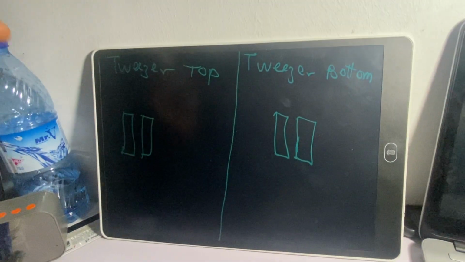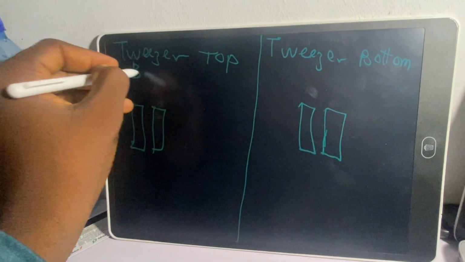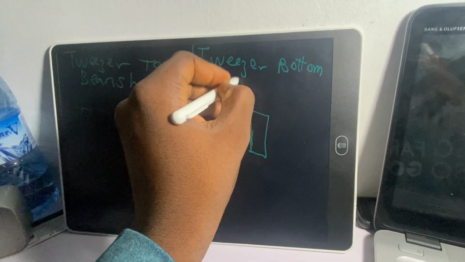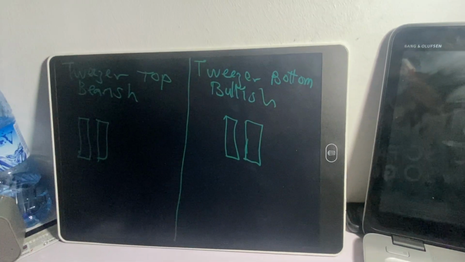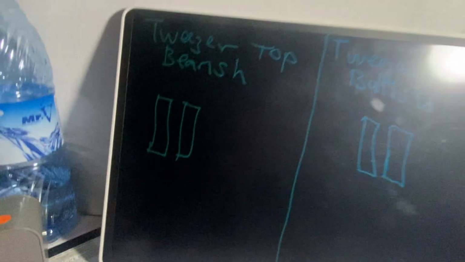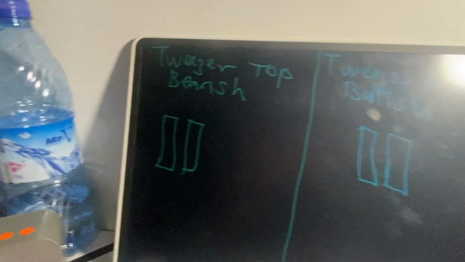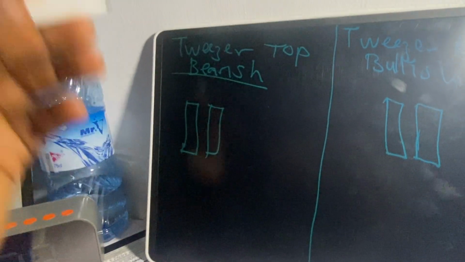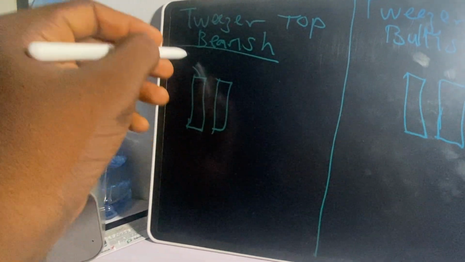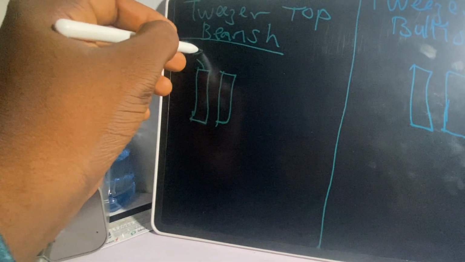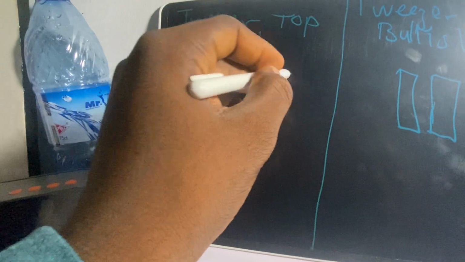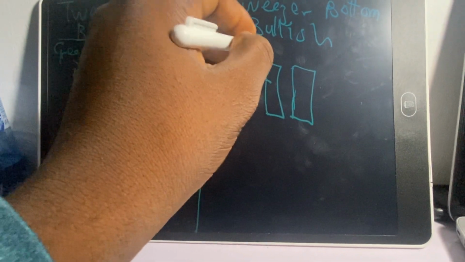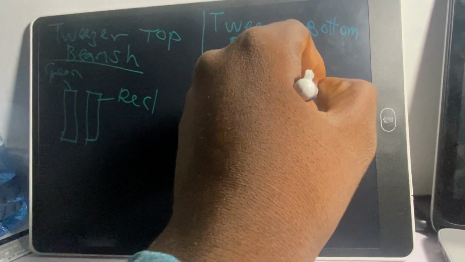The twice top is a bearish pattern. Why this is a bullish? This is a bearish, and this is the bullish pattern. Once this is a bearish pattern, you already know what we are expecting here. This is a green candle and this is a red candle. And here, the first is a red candle and the second one is a green candle.